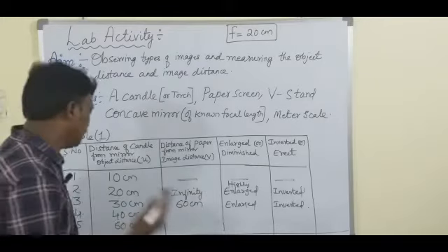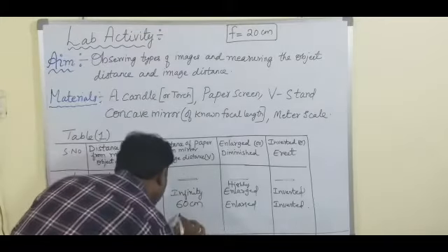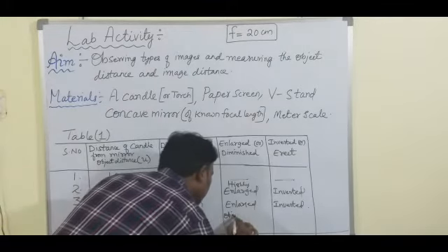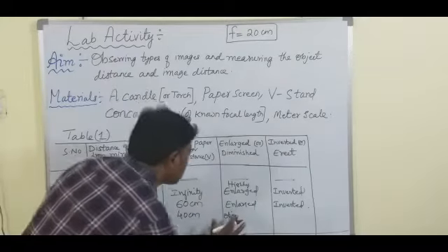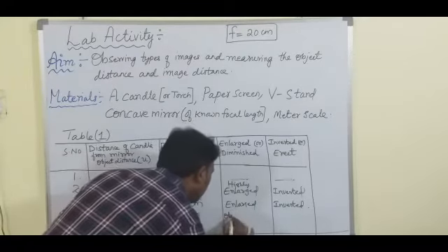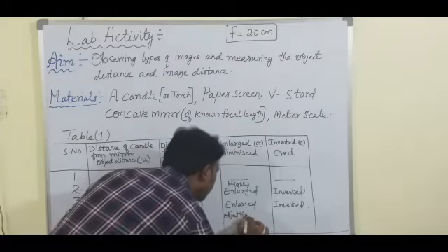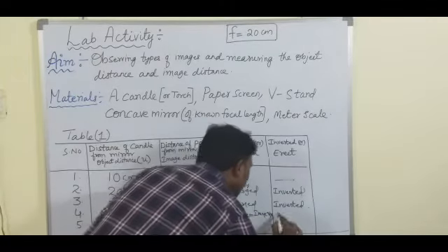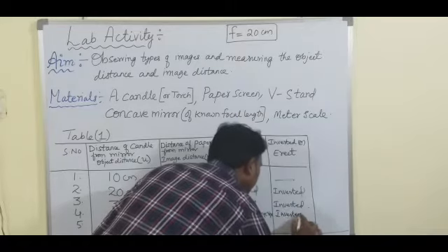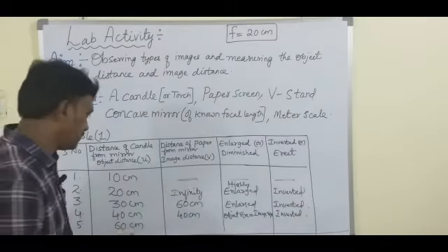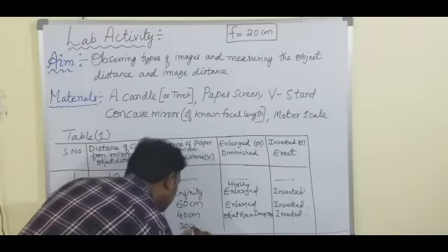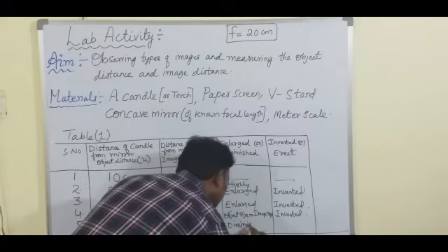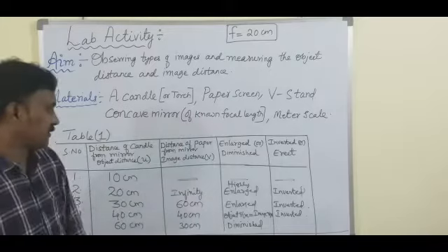When it was 40, we could see that they were side to side. So here also it is 40 centimeters. Object size is equal to image size, and it's inverted. And when the object was at 60, the image was at 30 centimeters, and this is diminished. This was very difficult for you to observe. That was diminished, and it's inverted.